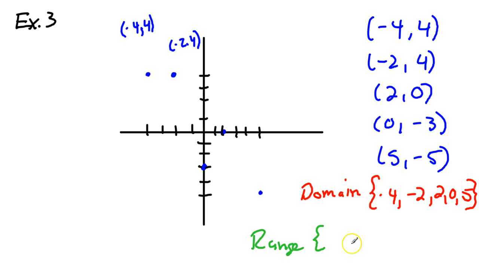And then for the range, same thing. We've got 4, 0, negative 3, negative 5. And again, the 4 is listed twice. You only have to write it once.